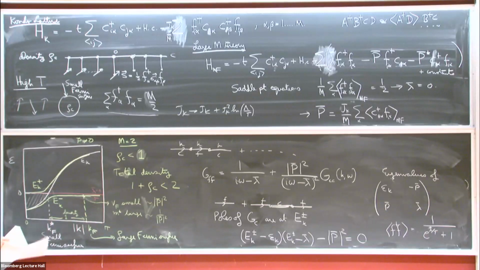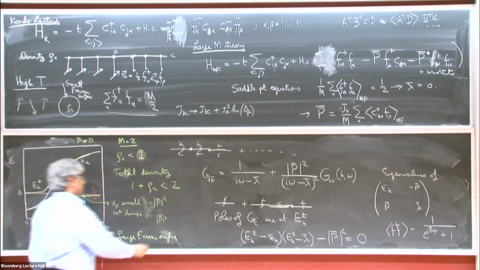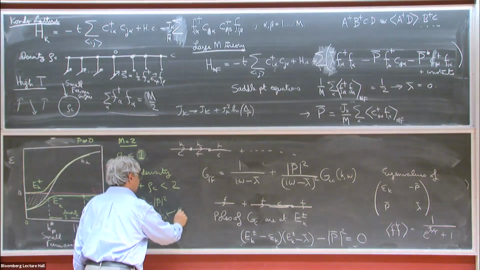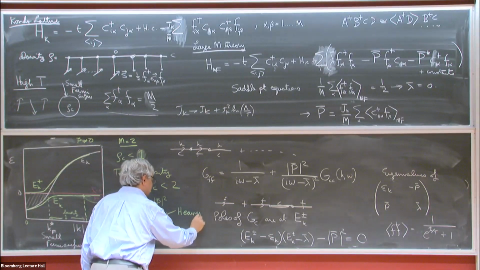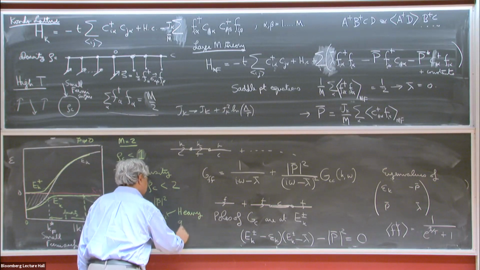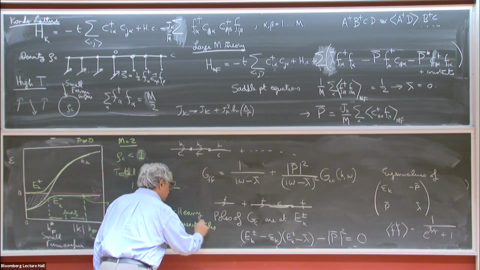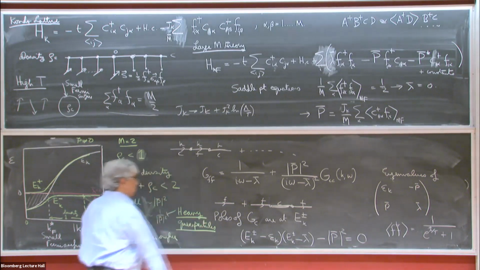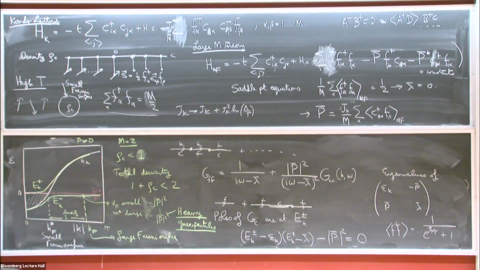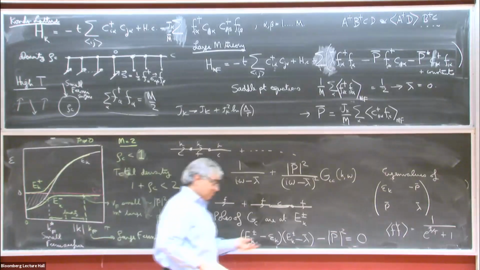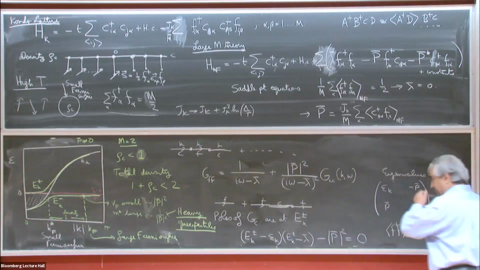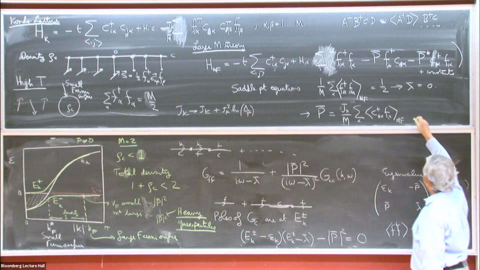Yeah. All right, so this is the heavy quasi-particles, provided P bar is small. Okay, so finally we have to determine P bar. That's where it all comes down to. And that involves solving this equation.